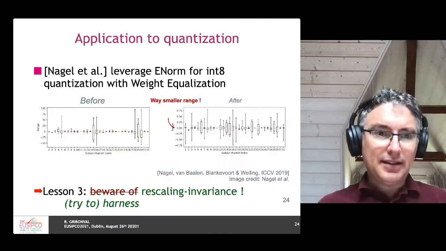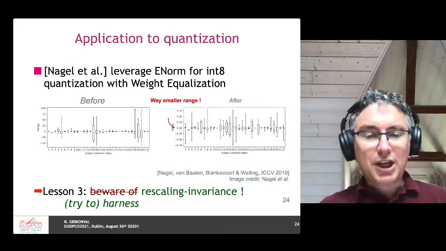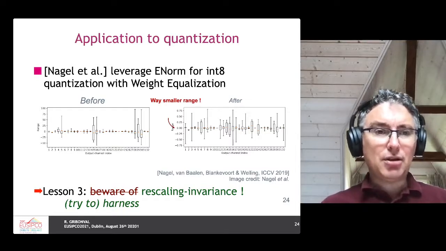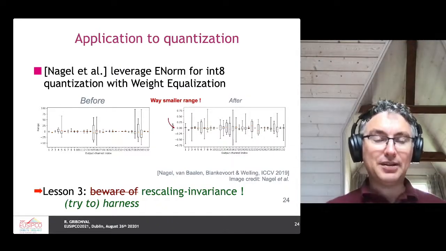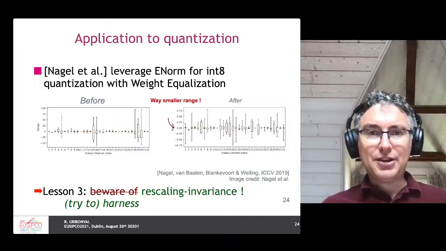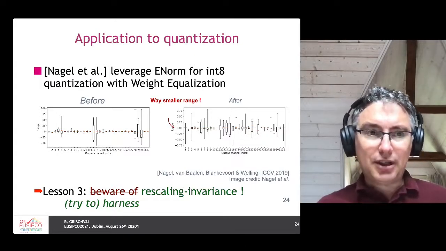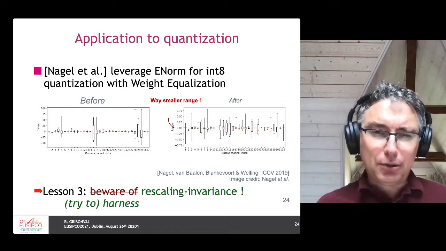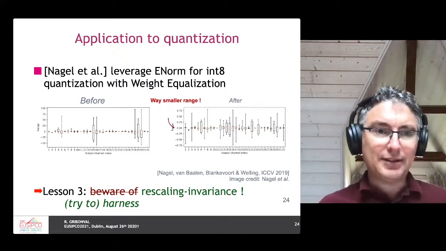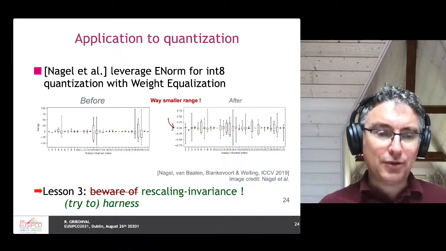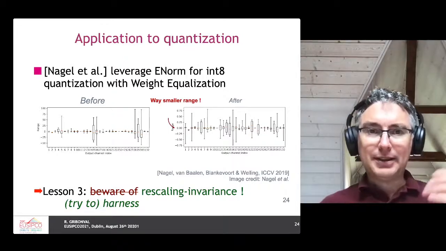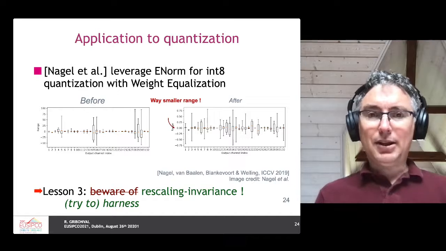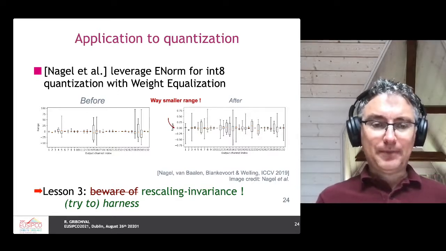So typically here is, for different channel indexes, the range of values of the entries of a network before normalization and after normalization. Here is the range that you get. What is important to notice is that here the range is between minus 100 and 100, and some ranges are very small, some are very large. Here, the dynamic range is much smaller, and that makes it much more compatible with quantization.